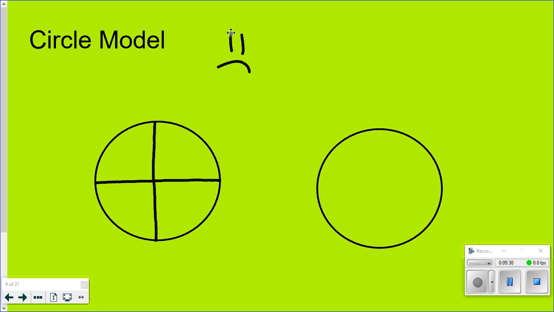Can I do them going horizontally like this? No. No, it is still unequal. That is not correct, Liam. Please fix it. This is why I don't like circle models.